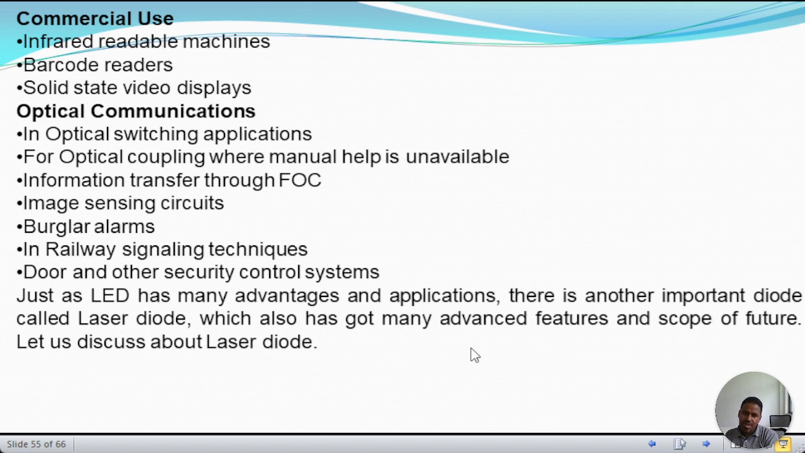There is another important diode called the laser diode, which also has main advanced features and scope. Let us talk about the laser diode.